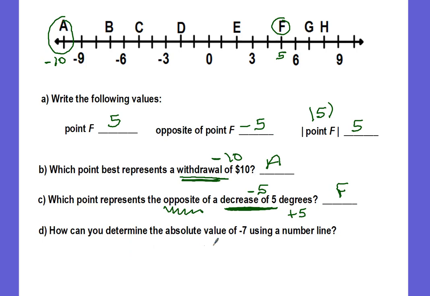And how can you determine the absolute value of negative 7 using a number line? Make sure that you've answered this. Okay, I don't want you just to say what the answer is. I want you to write sentences describing how you would use this number line to find the absolute value of negative 7. And we'll discuss it in class. Once you've done that, go on to the next problem.